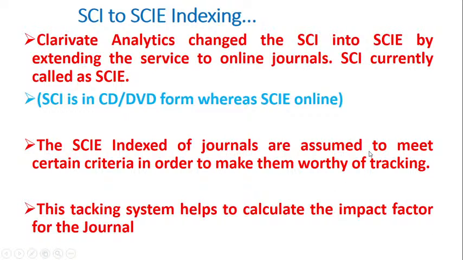Once it is available in CD or DVD form, it is very difficult to track how many citations were made. That journal database, that paper, is available on CD. It is very difficult to know how many are downloading that article, how many are citing that article. That information is very difficult to get. Once it is completely online, then it is very easy to track how many are downloaded within a particular year, how many are cited. So with completely online, it is very easy to track.